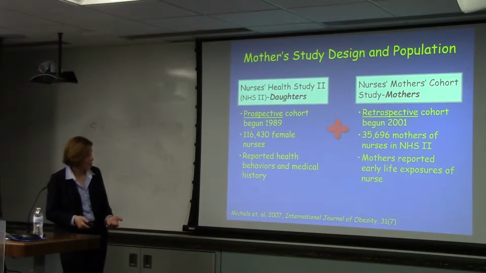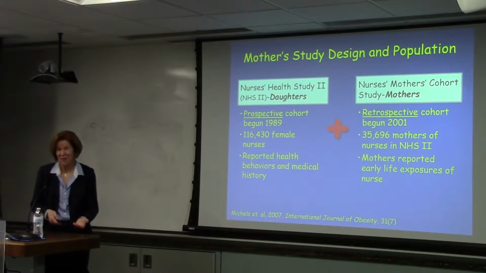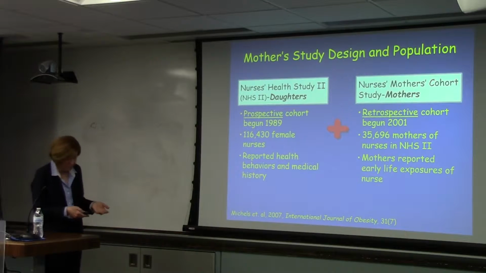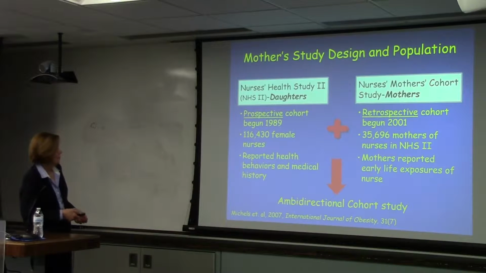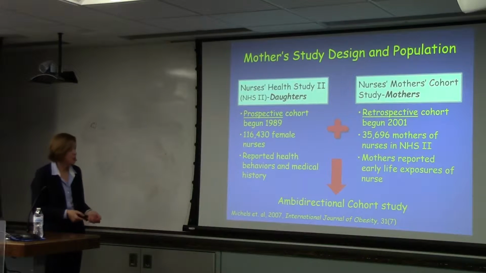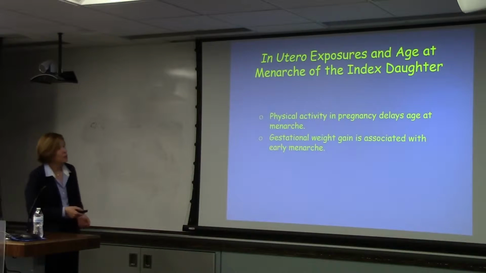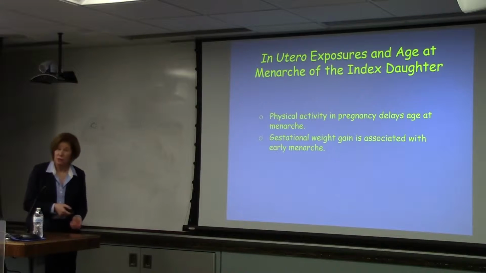So there we were in the bowels of Harvard School of Public Health, analyzing and reviewing all the data. And so we asked the mothers all about these early life exposures of the nurse, but we could corroborate with their own data. Okay, and this cohort design we call an ambidirectional cohort design, prospective and retrospective. All right, so let's talk a little bit about in utero exposures and age at menarche of the nurse.